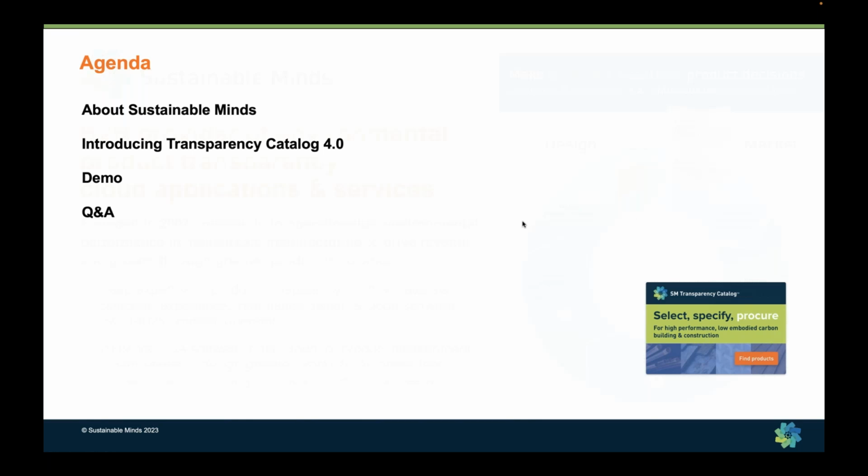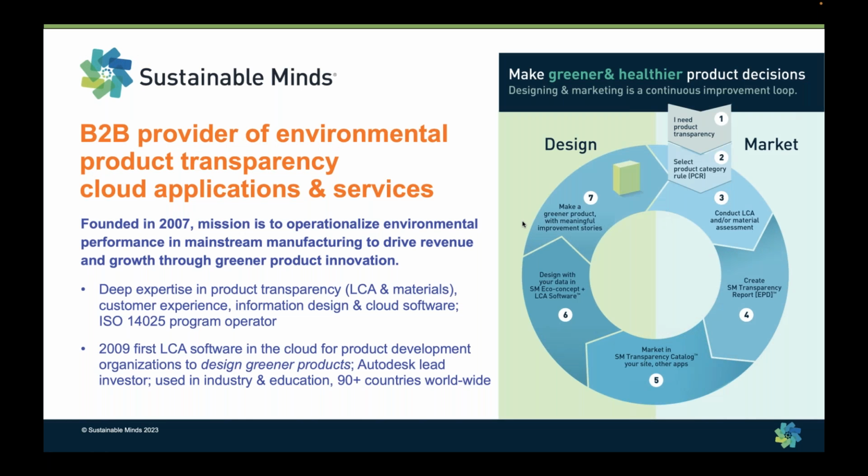So getting started, for those of you who are meeting Sustainable Minds for the first time, the company is a business-to-business provider of environmental product transparency, cloud applications, and services. So I started the company, as I said, in 2007 with the mission, which has never changed, to operationalize environmental performance into mainstream manufacturing and product development to drive revenue and growth through greener, now healthier product innovation.